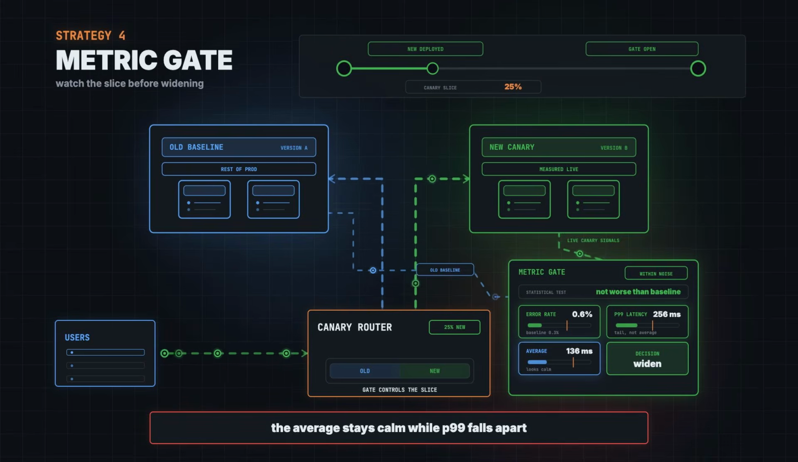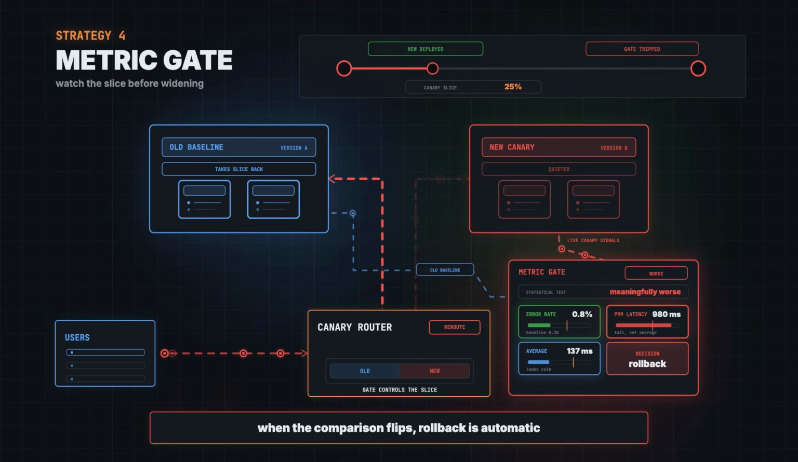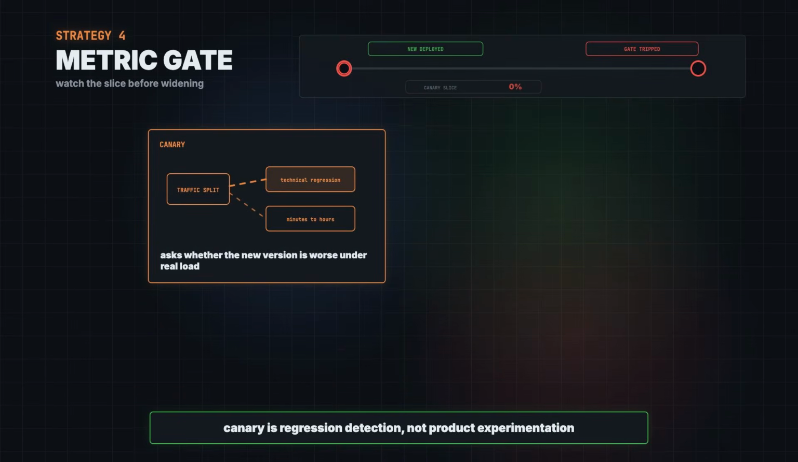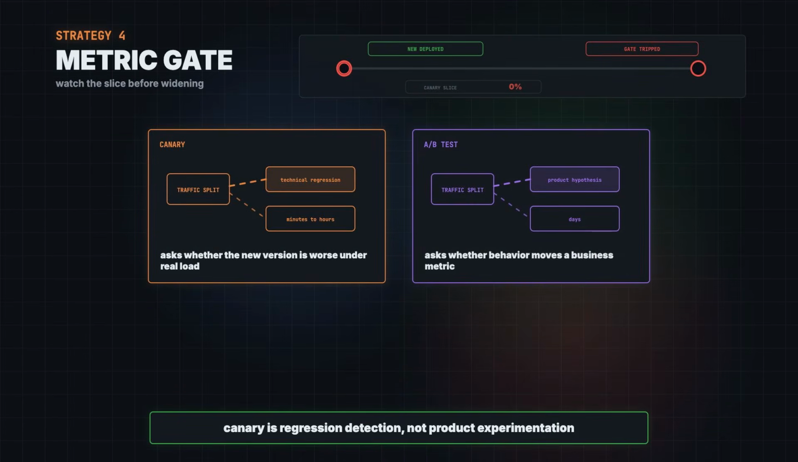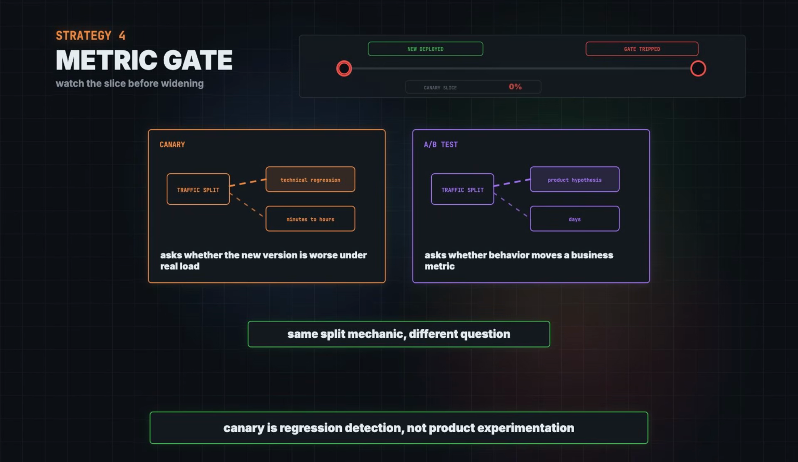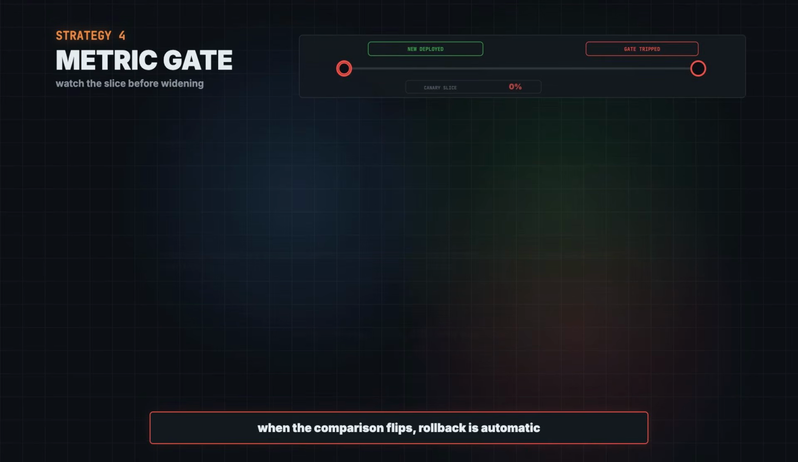Watch the tail latency, the P95 and P99, rather than the average. Regressions hide in the tail. Your average can look calm while the slowest few percent of requests falls apart, the ones users feel. When the comparison flips to worse, the gate trips and reroutes the slice back on its own. This is regression detection, resolved in minutes to hours. A/B testing answers a product question, whether a change moves a business metric, and that takes days.